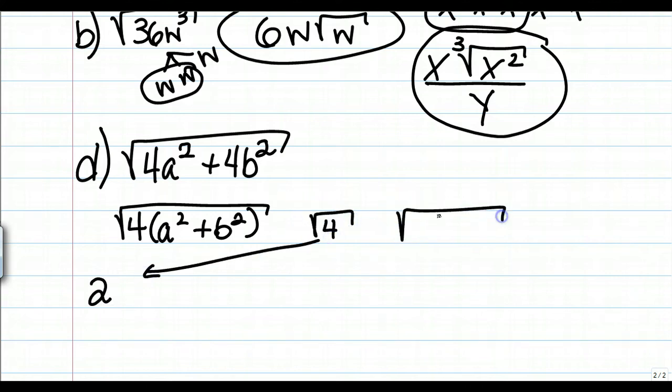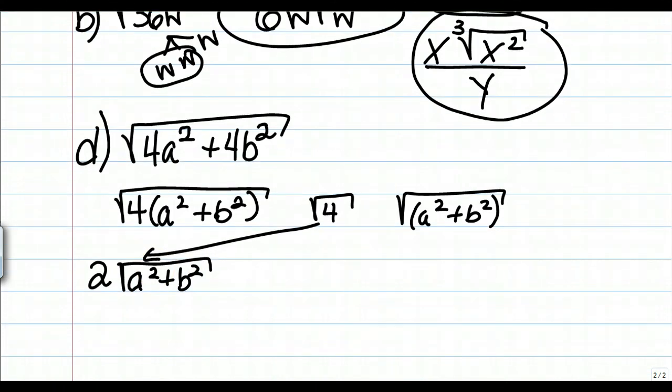And if you look at just the square root of a squared plus b squared, you would try to see if you can get 2 factors that are the same to get a squared plus b squared. And this isn't factorable, so that would be left alone because you wouldn't find 2 factors that would be able to make a square root. So this is your answer.